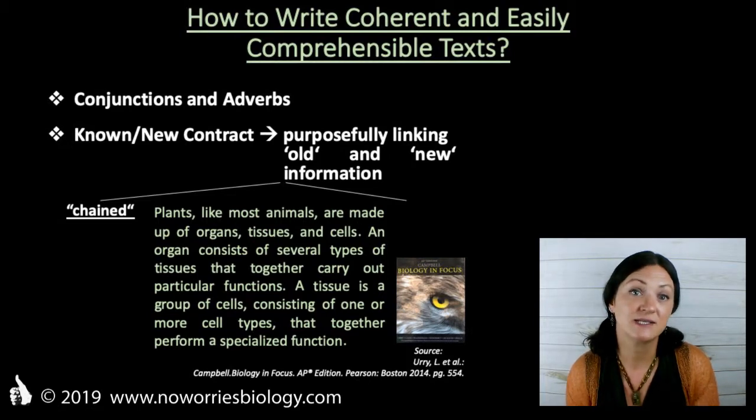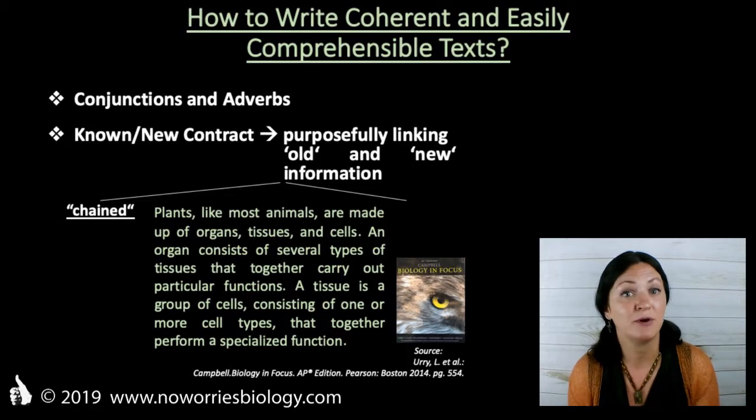An organ consists of several types of tissues that together carry out a particular function. A tissue is a group of cells consisting of one or more cell types that together perform a specialized function.